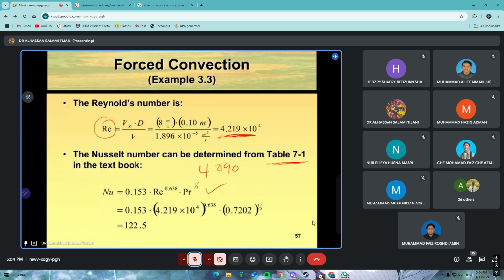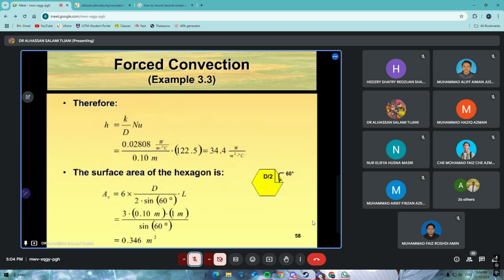Yes, so this is the equation. So when you calculate, the Nusselt number is given by this. And then from here we can find the heat transfer coefficient. After you have got that, that's the heat transfer coefficient. So now we need to find the heat transfer. We know Q equals hA delta T. Now we need to identify the area. How do we find the area of the hexagon?